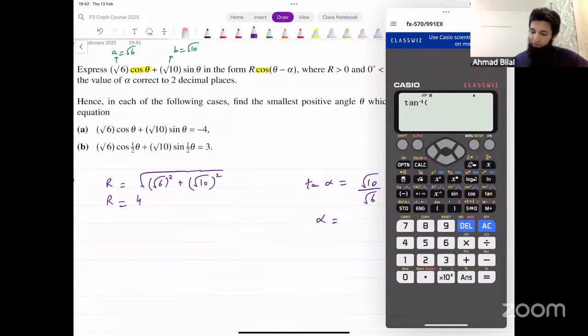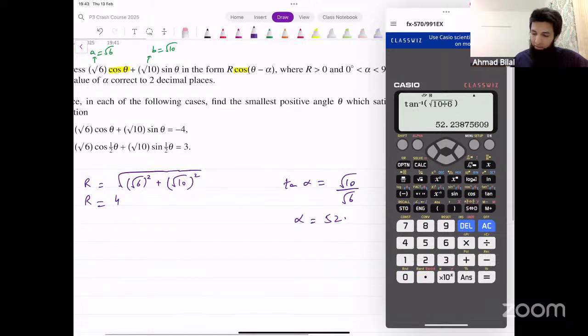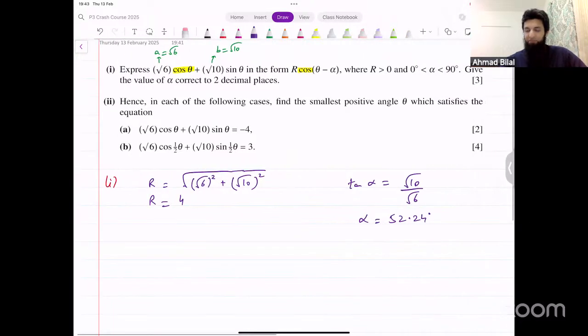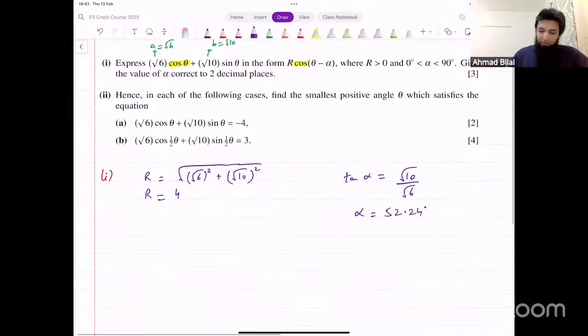Tan inverse of square root of 10 over 6. That's 52.24 degrees to 2 decimal places. You need to make sure that you round that off correctly. So that's 52.24 degrees. All right. That was part 1.